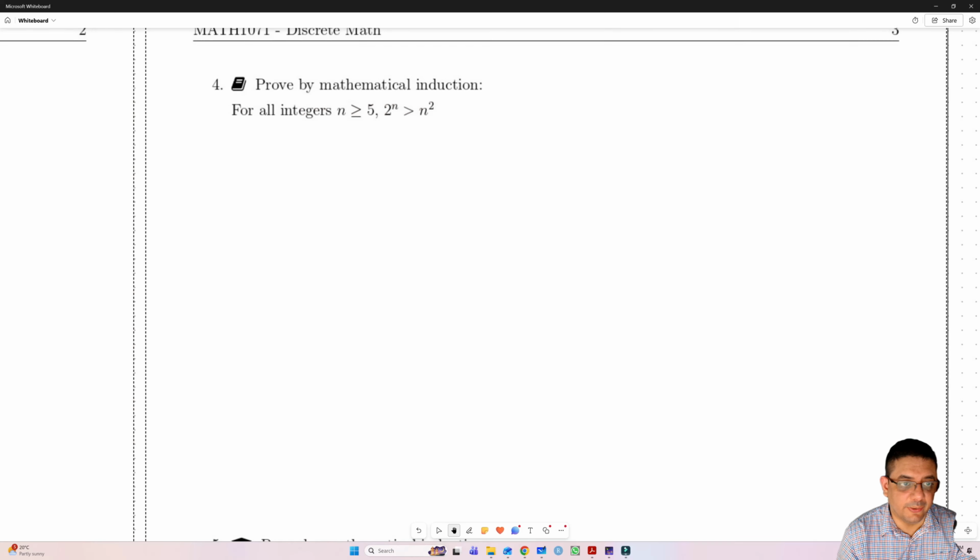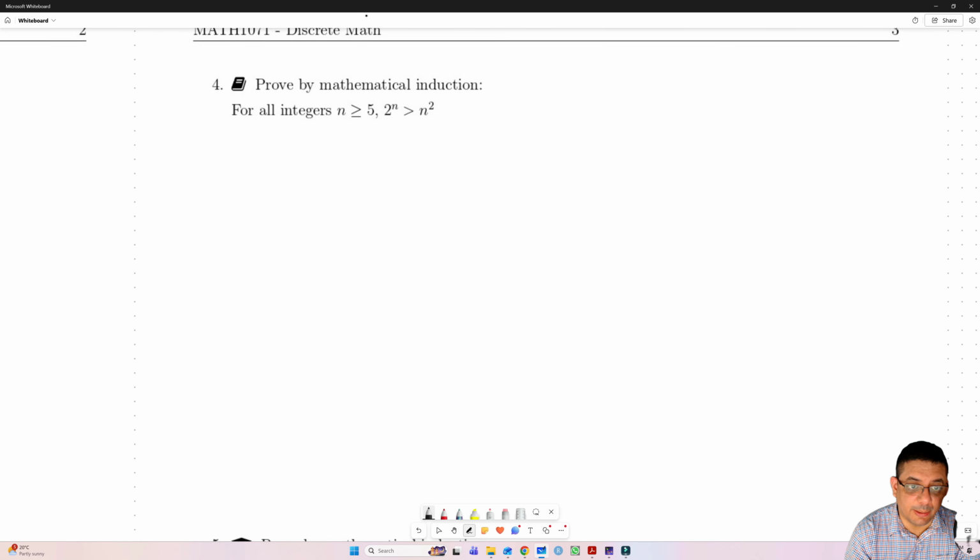And this is part 2 of section 5.3 examples. So here we're proving by mathematical induction another inequality. We missed question 4 last time. So we want to prove that for any n bigger than 5, 2 to the n is bigger than n squared.